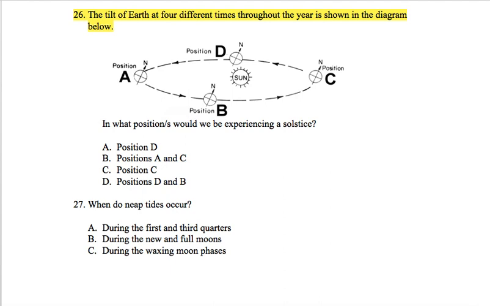Number 26. The tilt of Earth at 4 different times throughout the year is shown in the diagram below. So you have A, B, C, and D. In what positions would we be experiencing a solstice? A. Position D. B. Positions A and C. C. Position C. Or D. Positions D and B.